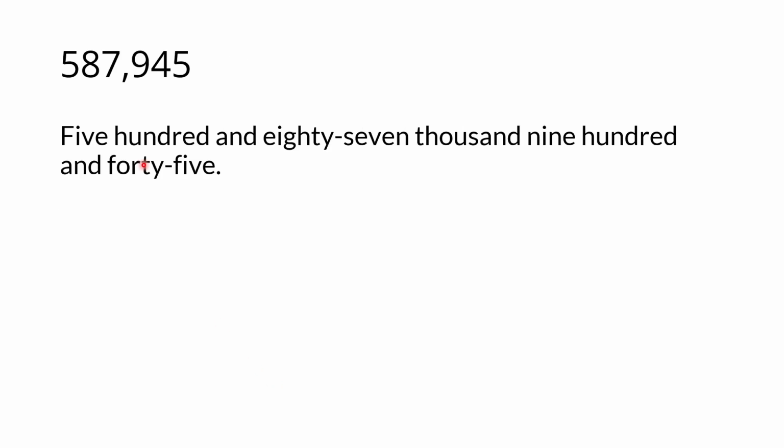Okay, so for example, let's take 587,945 as an example. So again, we're stacking. The biggest part of the number comes first. So 587,000. 587,000 is this part, the biggest part. Then we have the comma. Then we have 900 here, and don't forget the and. 45.